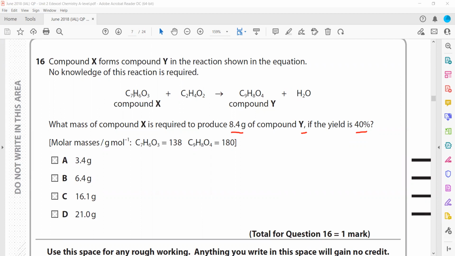So what is the ratio of the mass? If we have 138, we'll find first the practical, the theoretical value. If we have C7H6O3, and it is forming one molecule of C9H8O4. So the ratio of the mass is 138 is to 180.